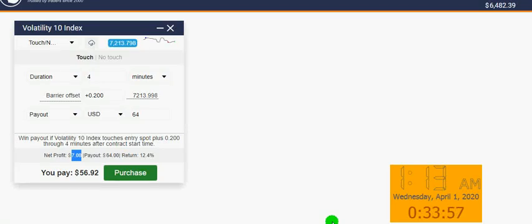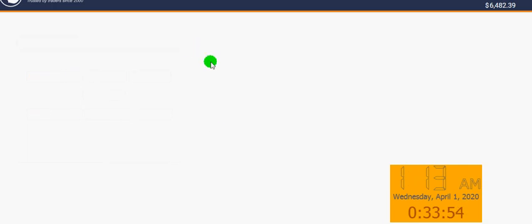Today is 1st of April 2020. Today we'll be trading the Volatility 10 index.